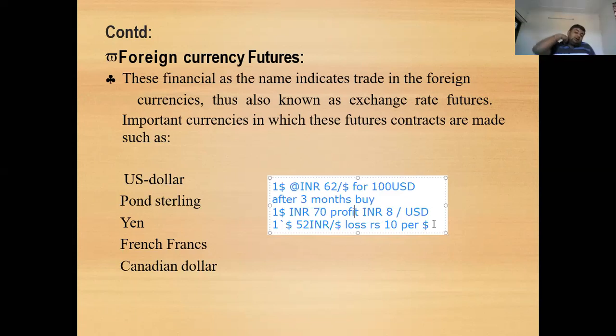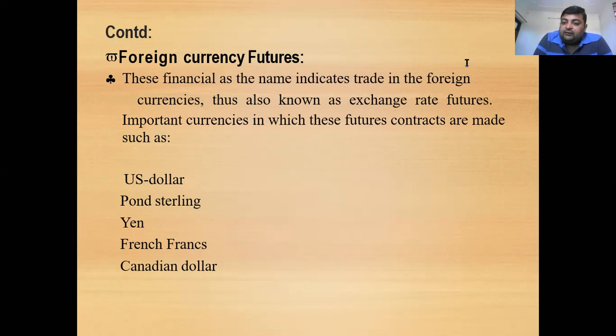This market mainly runs on the concept of one's gain and another's loss. For example, in this contract, if one party is gaining, then the gain of that party will be equal to the loss of the other party. This is the main concept of the futures market in the stock market. Now it is clear from this example how foreign currency futures are valued and how these are traded.